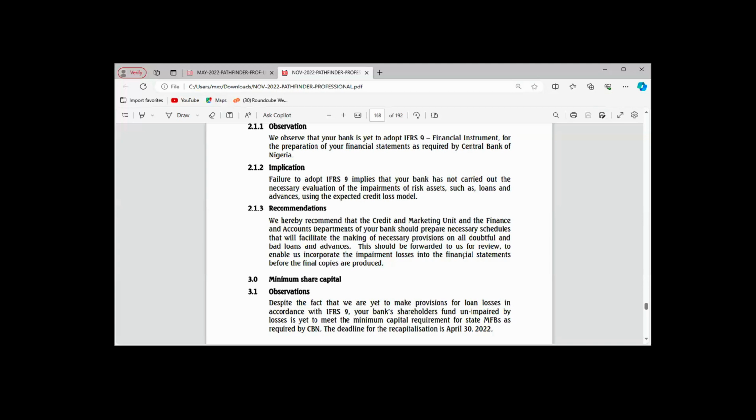There should be an estimate. Rather, there should be a lifetime estimate. Lifetime credit loss at this stage.